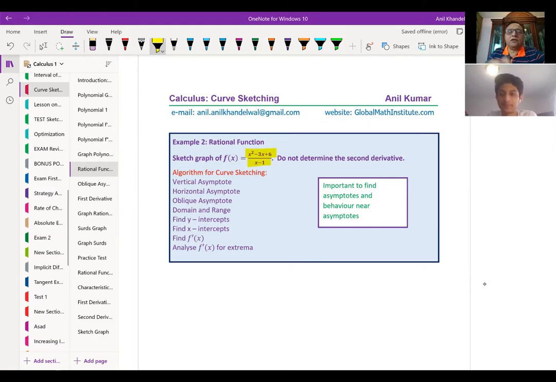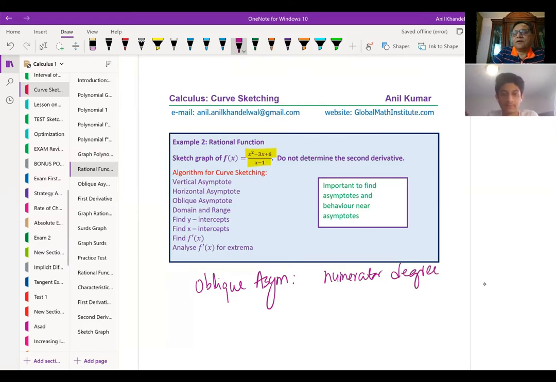Now, can you tell, looking at this rational function, what kind of asymptotes do you expect? Yes, sir. So definitely a vertical asymptote and an oblique asymptote, sir. Why did you say oblique? Because the degree of the numerator is exactly one higher than the degree of the denominator. So the numerator degree is higher by 1, equal to denominator degree plus 1. 1 higher means linear, 2 higher means it approaches a quadratic function.